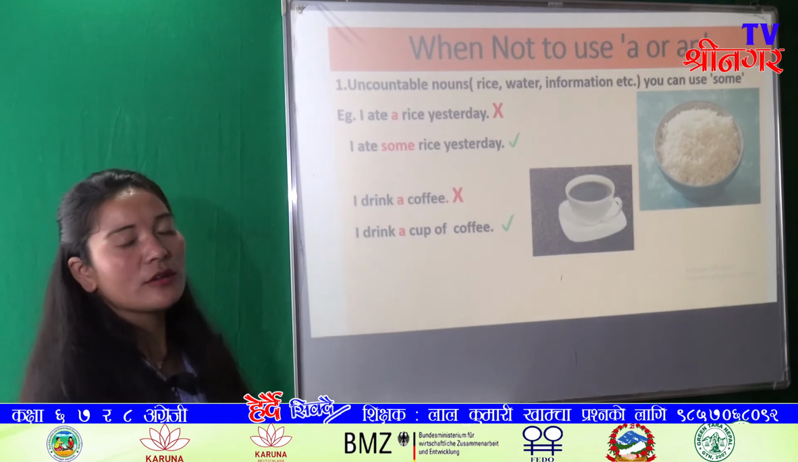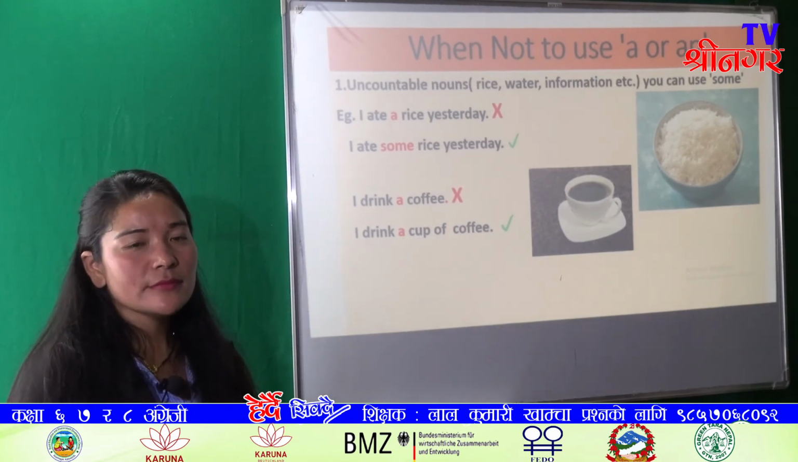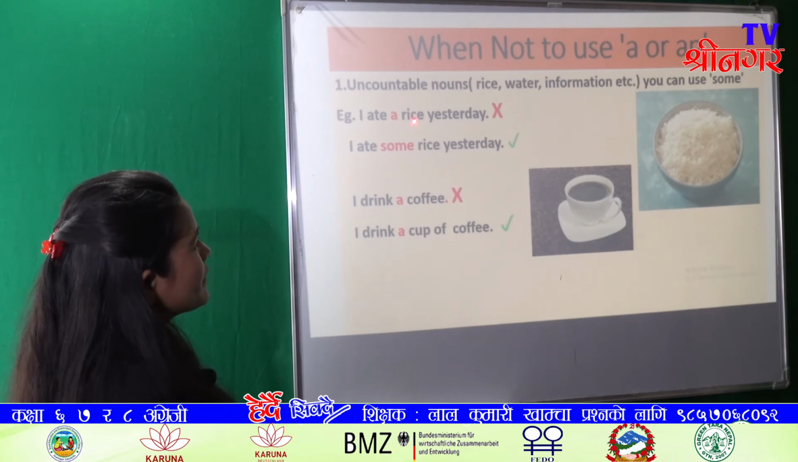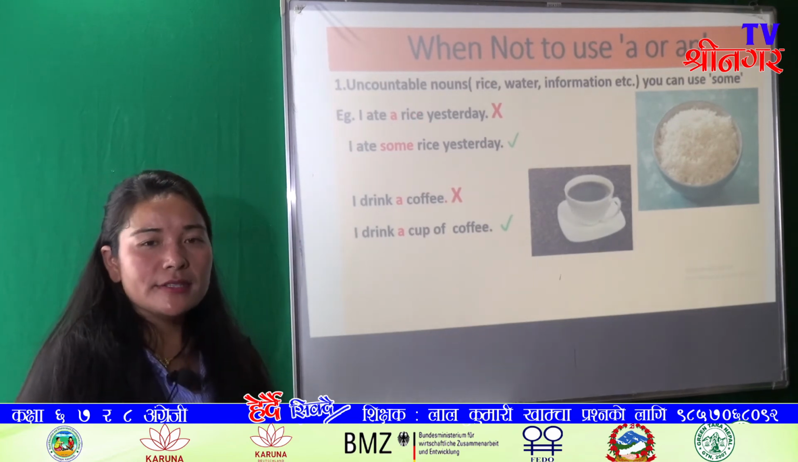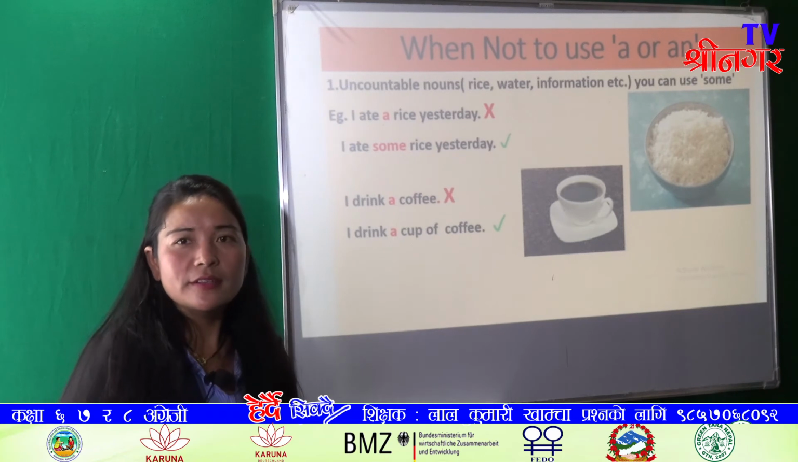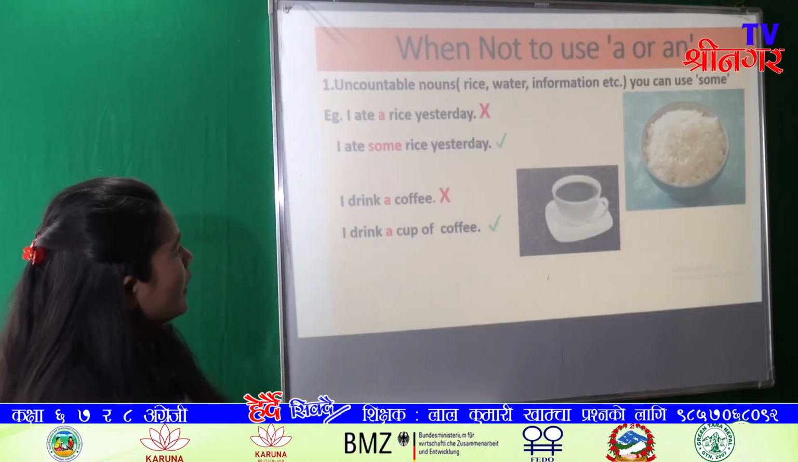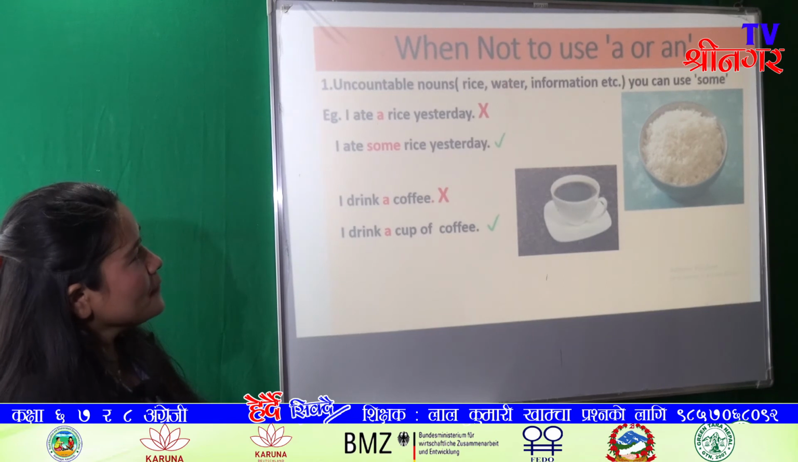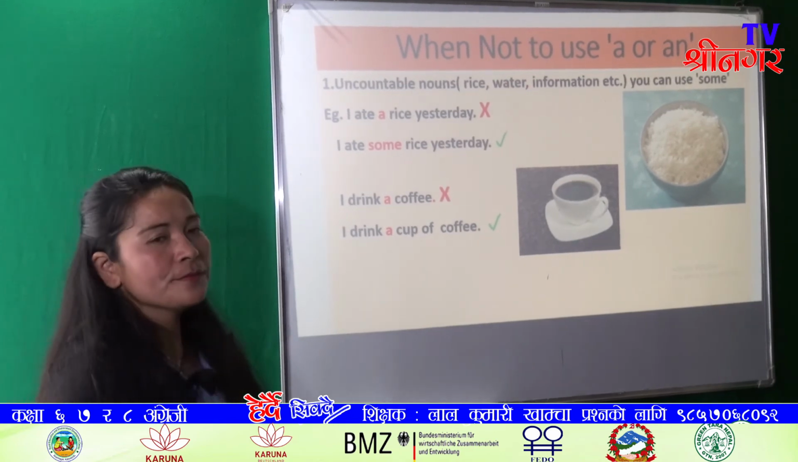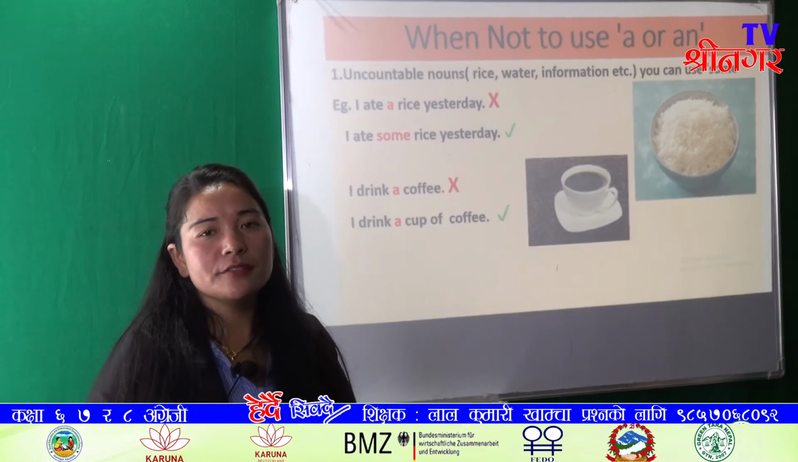Why is this sentence wrong? Can you say? Yes, rice. And you know, rice is an uncountable noun. So before an uncountable noun we cannot use the article "a". Like rice, there are other examples also: water, information, and salt.